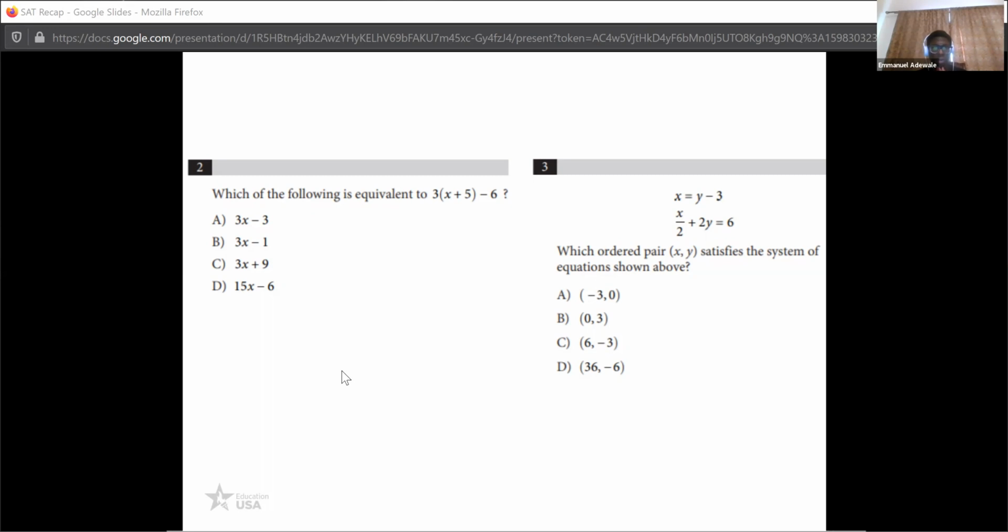All right, so for question number 2, the correct answer would be C. Would anyone like to explain how they arrived at their answer, or anything of that nature? Feel free to raise your hand if you'd like to share as well.